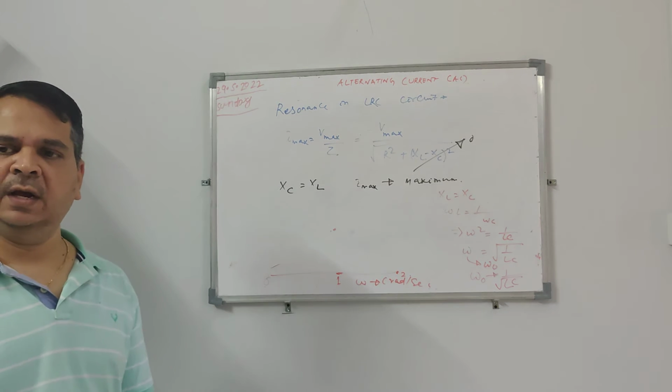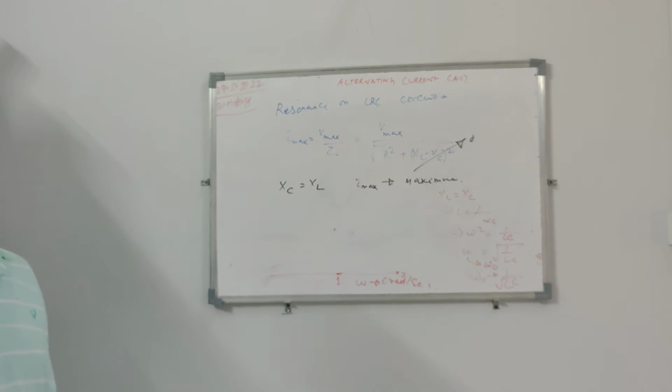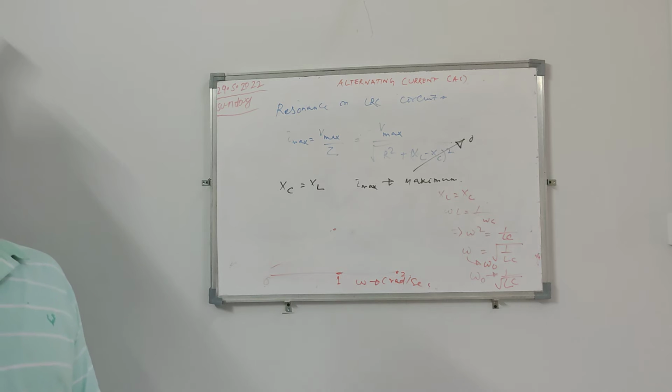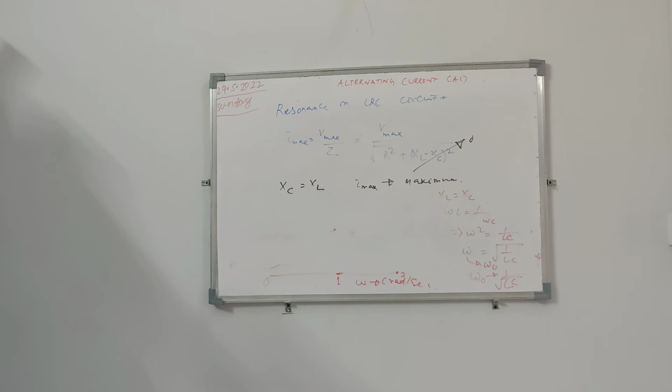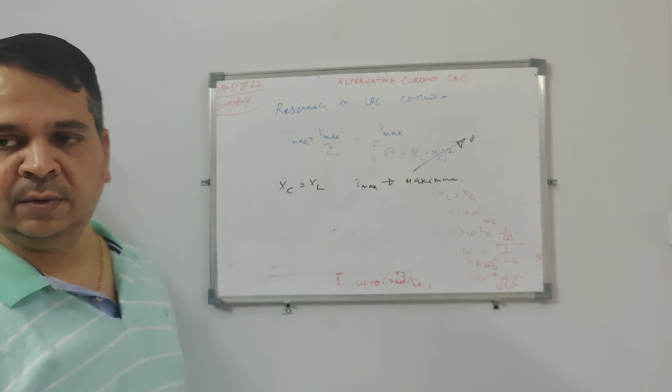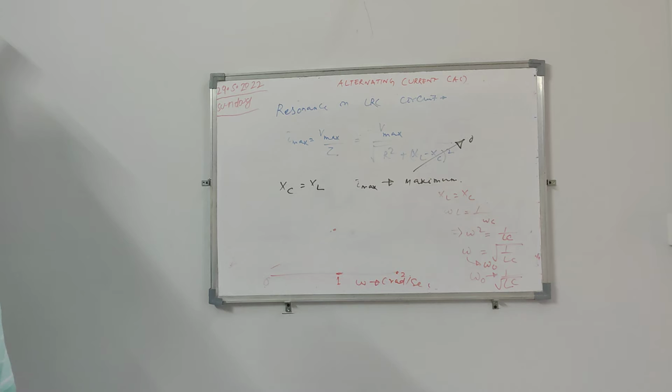This can be a numerical. What is the resonant frequency of an LRC circuit? At resonance, XC is equal to XL. So from that you get this, or otherwise you can remember this: my resonating frequency is equal to 1 by square root of L into C. Resonance means the current in the circuit is maximum. That is the definition of resonance.